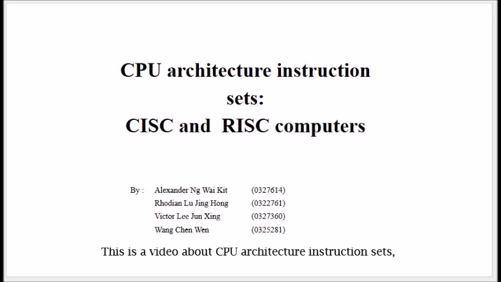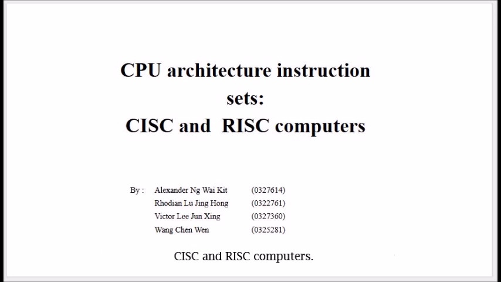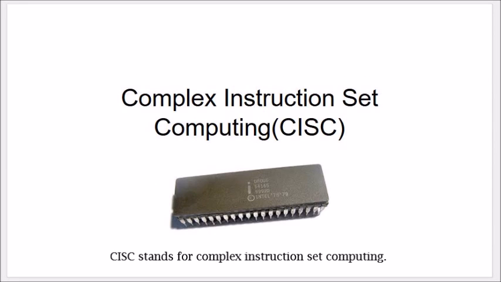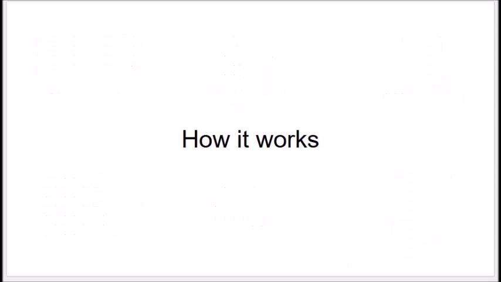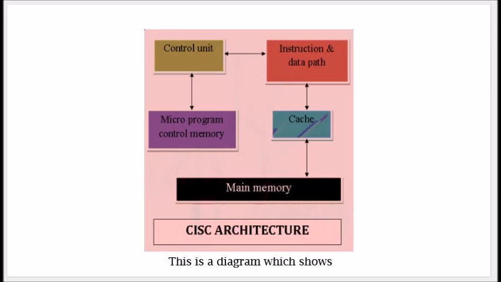This is a video about CPU architecture instruction sets, CISC and RISC computers. CISC stands for Complex Instruction Set Computing. These are the examples of complex instruction set computing architecture processors. So, how does it work? This is a diagram which shows what CISC architecture looks like.